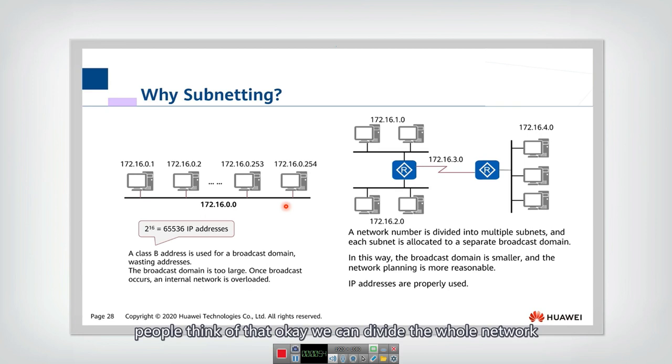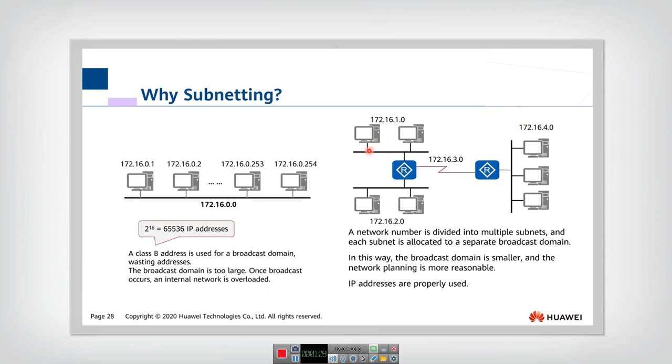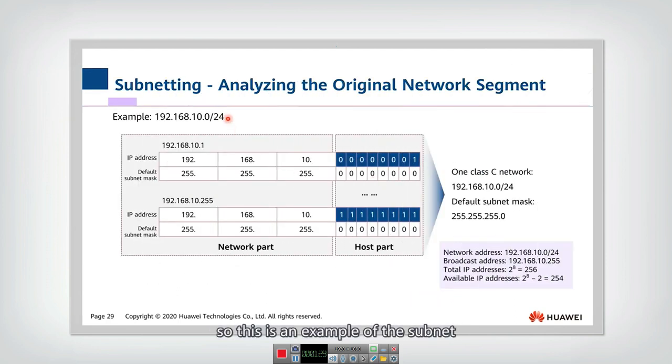People think, okay, we can divide the whole network into several small networks. That is subnet. So for example, you can divide them into three or four small subnets, and each subnet uses a certain range of the IP addresses. In this way, the broadcasting domain is smaller and the network planning is more reasonable. You don't need to broadcast to so many different hosts and the IP addresses are properly used. So this is an example of the subnet.